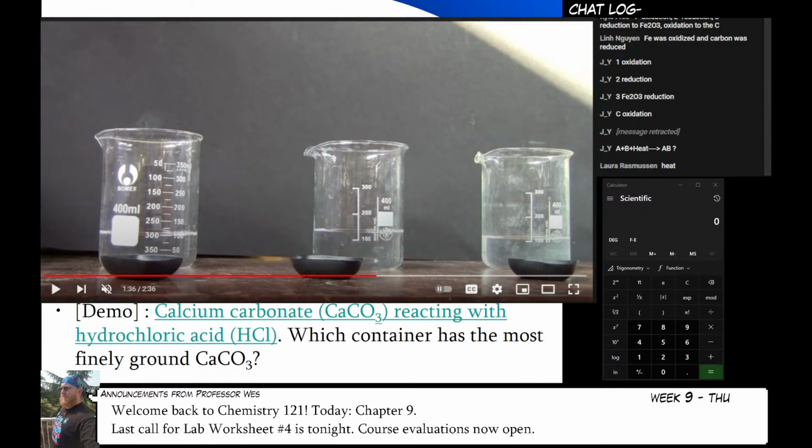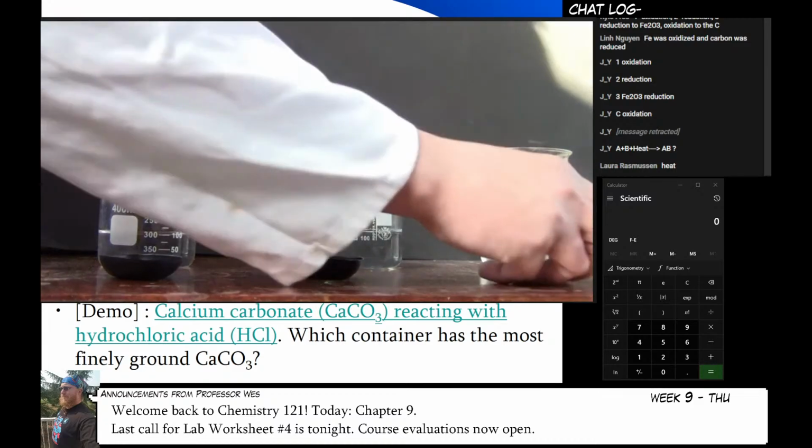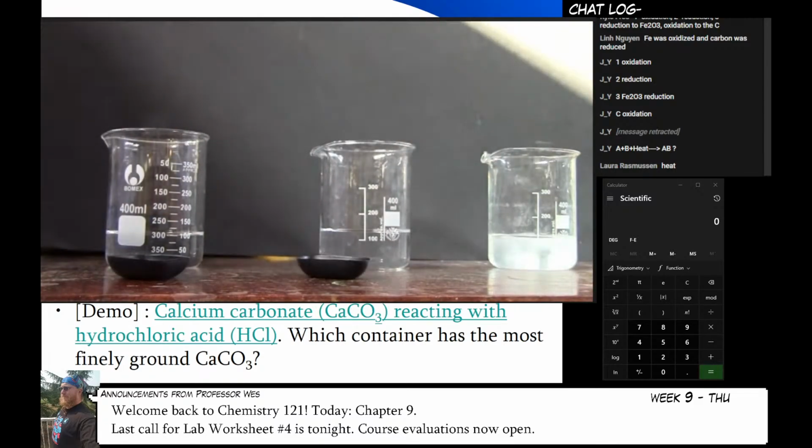All right, on the screen, I have 3 containers here. So I've got 3 beakers. They all have HCl in them. And in these dishes is calcium carbonate. The instructor here has ground up these calcium carbonate pellets to varying degrees of fineness. And based on the reaction that you're going to observe here, your task is to identify which one was ground up the finest and which one is the chunkiest.